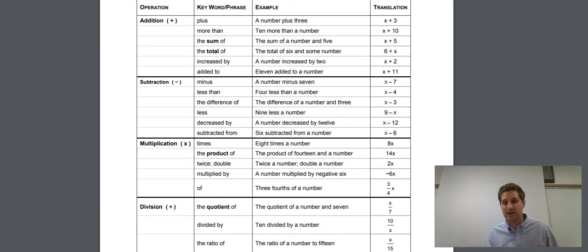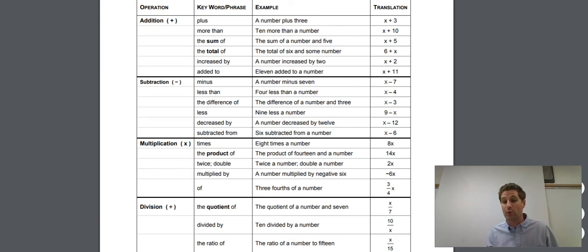Decreased and subtracted. Multiplication, we get times is a word that sometimes we use. The product is a nice strong word. The product of two numbers means to multiply them. We could do twice or double would be to multiply by 2, or multiplied by is a good one.